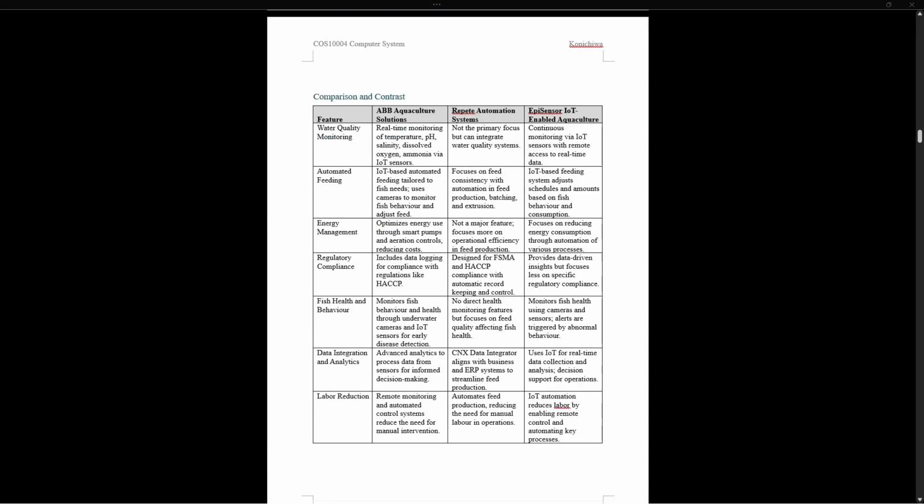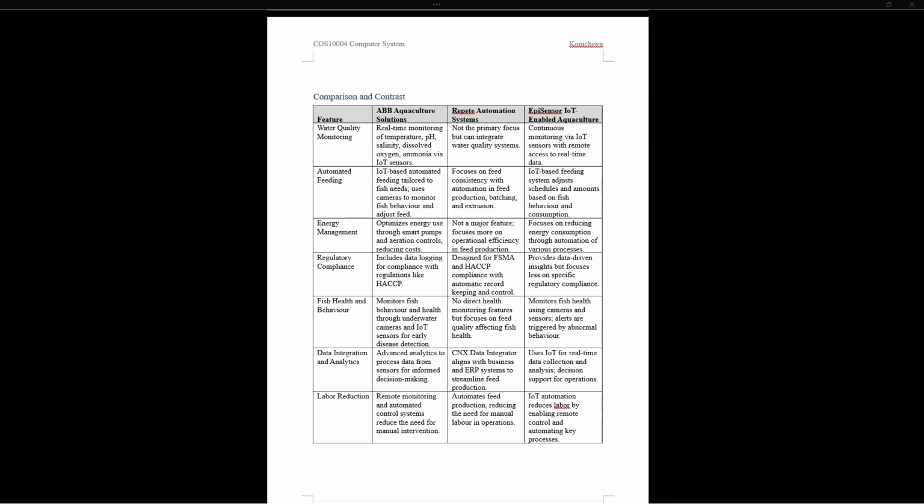And this is the comparison and contrast table for the three systems above. For this, I will do a brief explanation for the table. The ABB Aquaculture Solution System excels in real-time water quality monitoring, IoT-based automated feeding, and energy management, focusing on the optimization part for fish behavior monitoring and regulatory compliance.